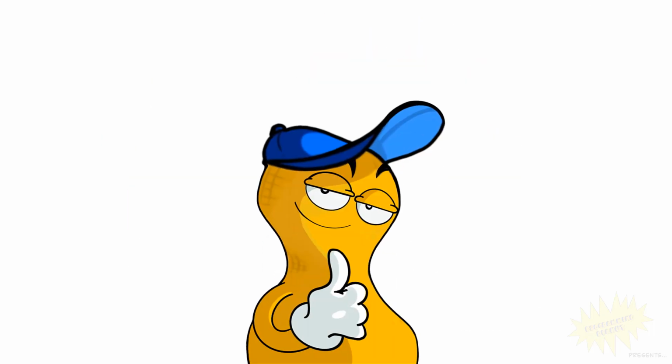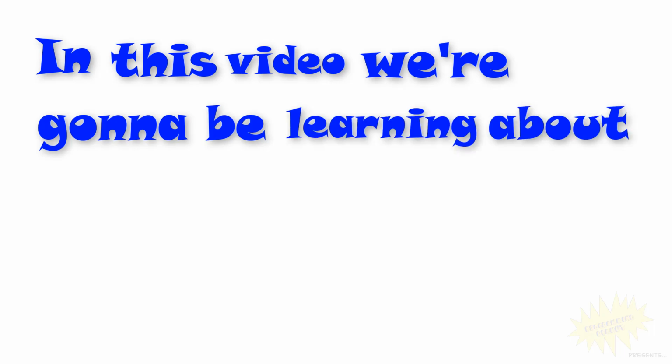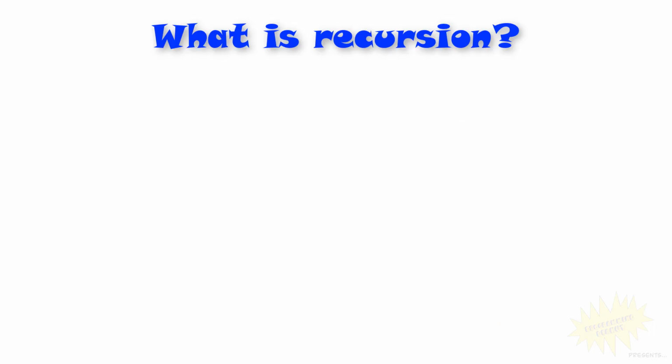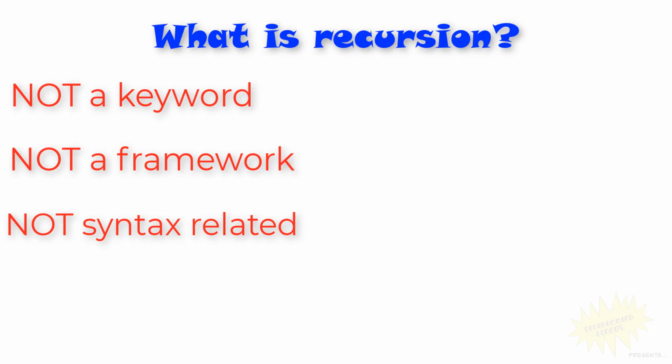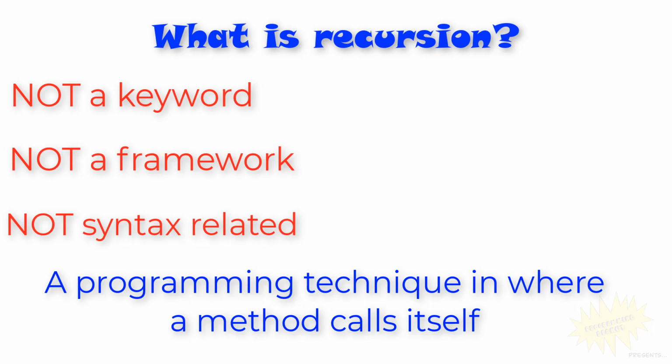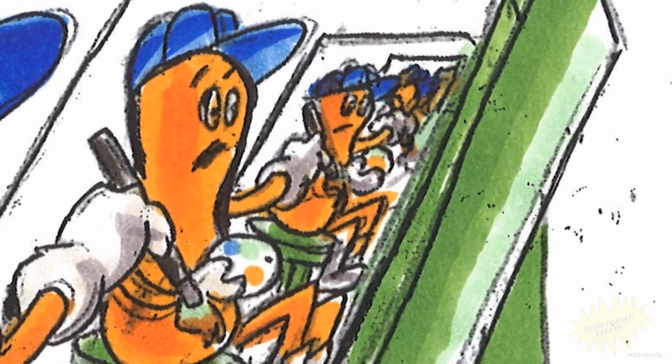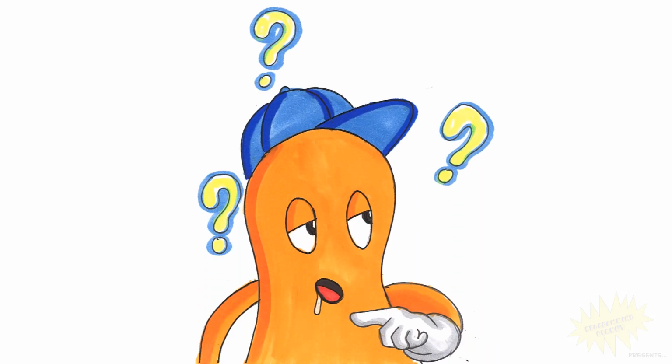Hey, what's up everyone? In this video, we're going to be learning about recursion using Java. Recursion is not a keyword or framework or anything to do with the syntax, but instead it's a programming technique in which a method calls itself. The idea is that every time the method calls itself, the problem being solved gets smaller and smaller until it reaches a stop. But what exactly does this all mean?